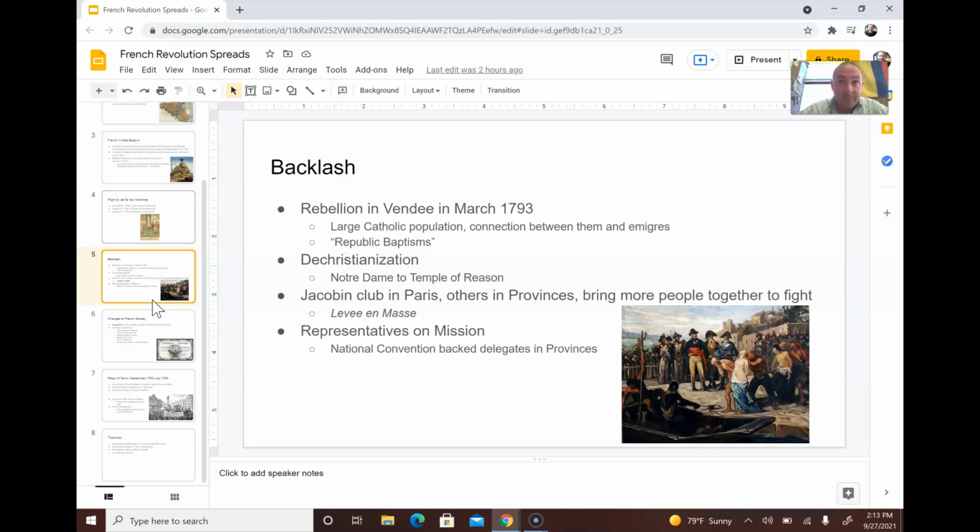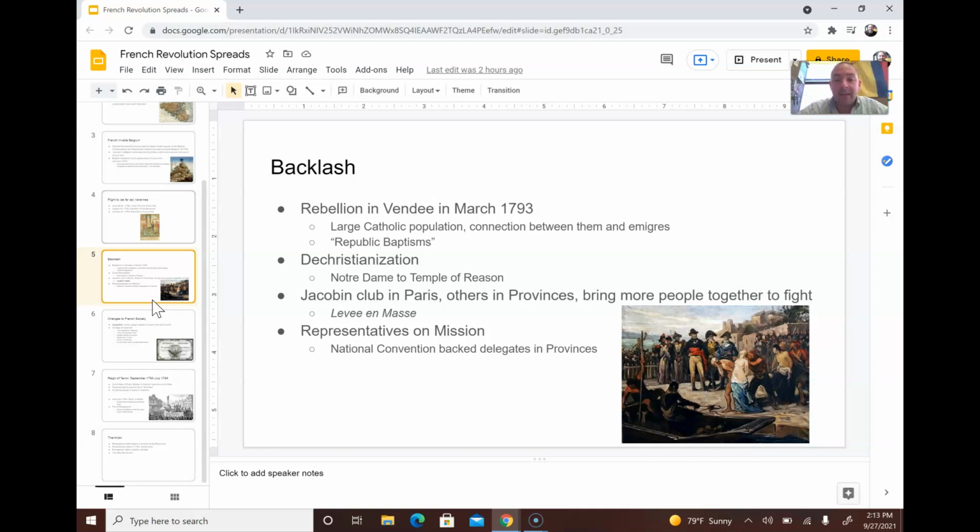The French Revolution happens all over France, but not all parts of France were so excited. One such place is the Vendée. Now, the Vendée is in northwestern France, and it is a largely Catholic region close to the border with the Low Countries. And there's an outbreak of violence there in counter-revolutionary fashion.